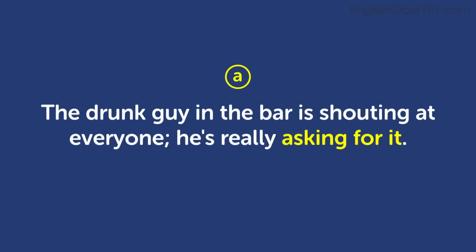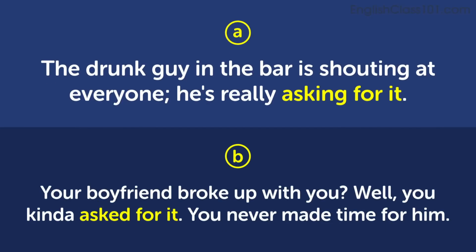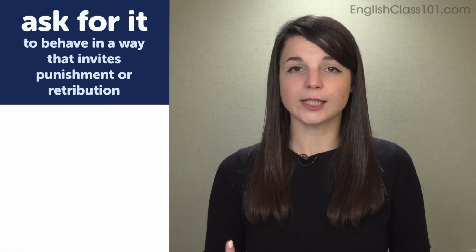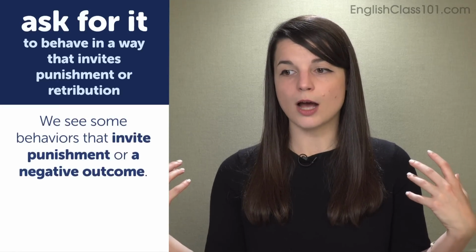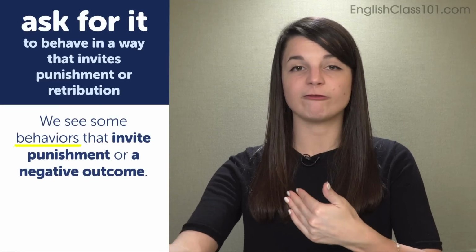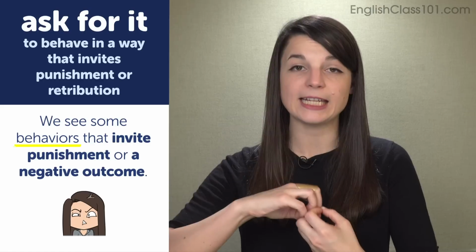The drunk guy in the bar is shouting at everyone. He's really asking for it. Your boyfriend broke up with you? Well, you kind of asked for it. You never made time for him. So in these example sentences, we see some behaviors that maybe invite punishment or that invite a negative outcome.